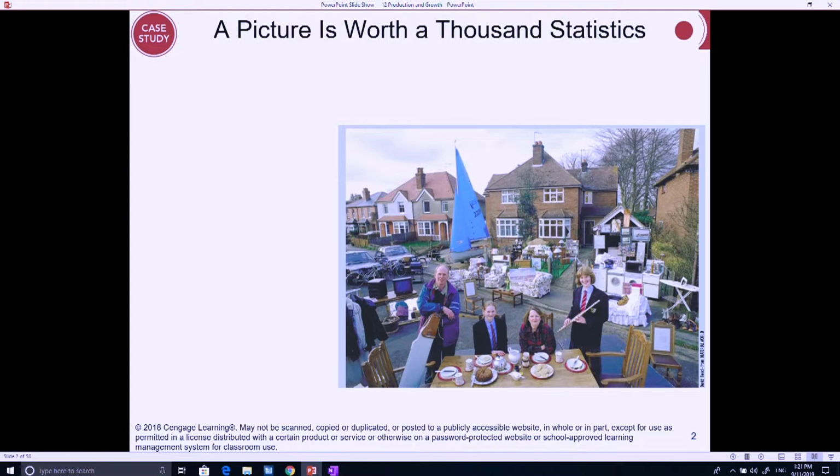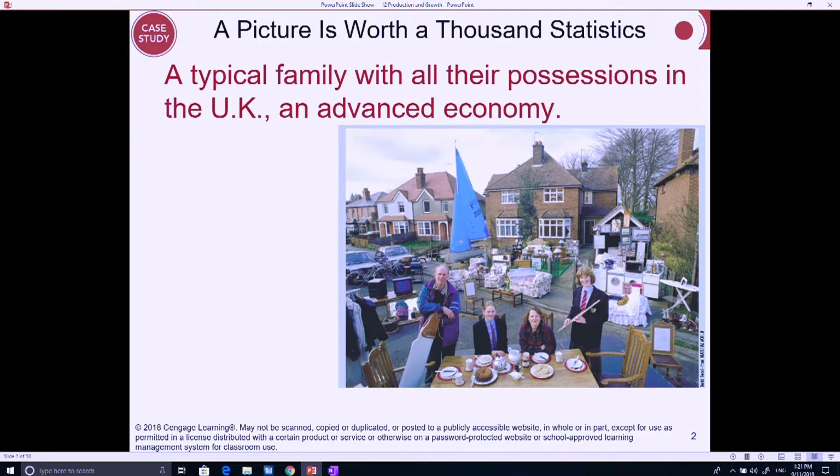Let's take a look at the following family. They're British, and based off that windbreaker, it's definitely the 90s. This is all of their worldly possessions dragged out onto the street for you to view. They have two automobiles, they've got televisions and furniture, they've got a sailboat. Very nice. This is a family from an advanced economy.